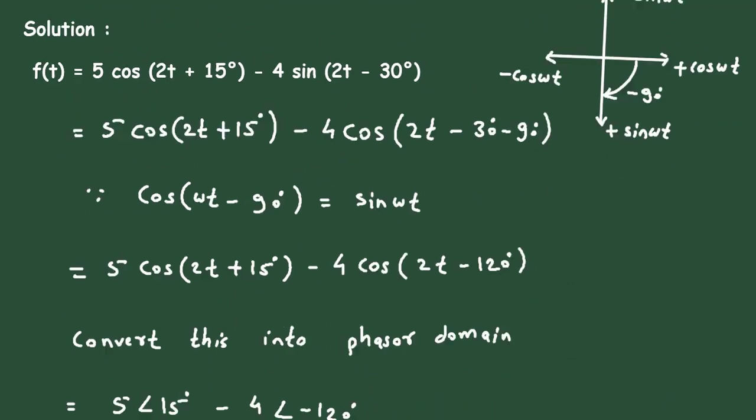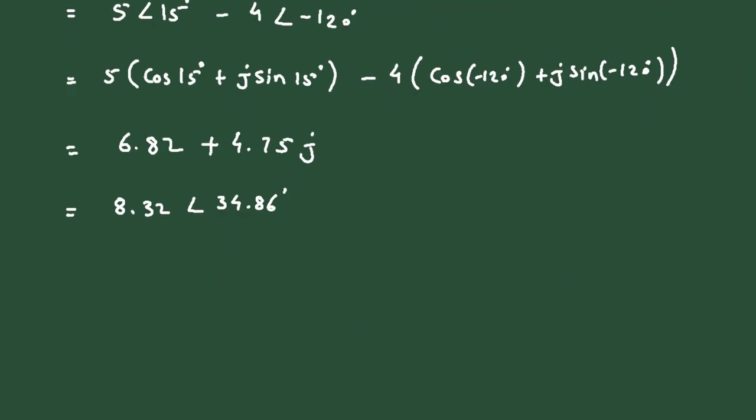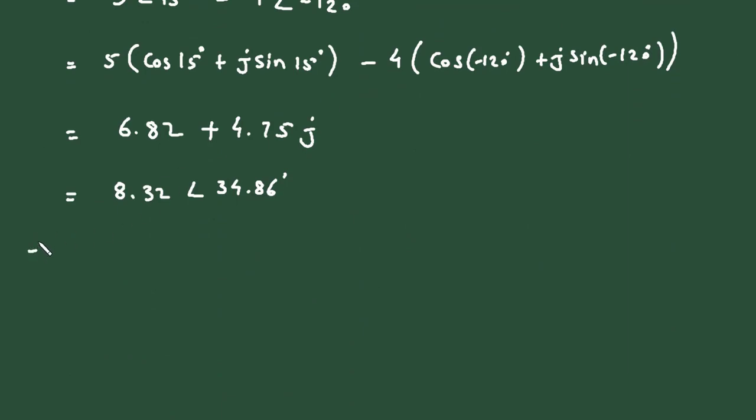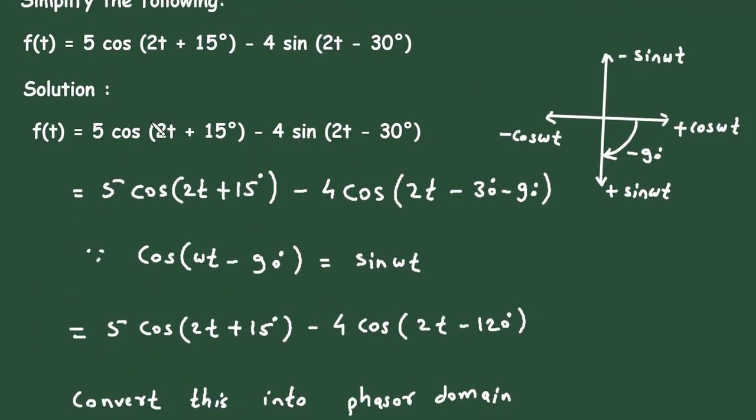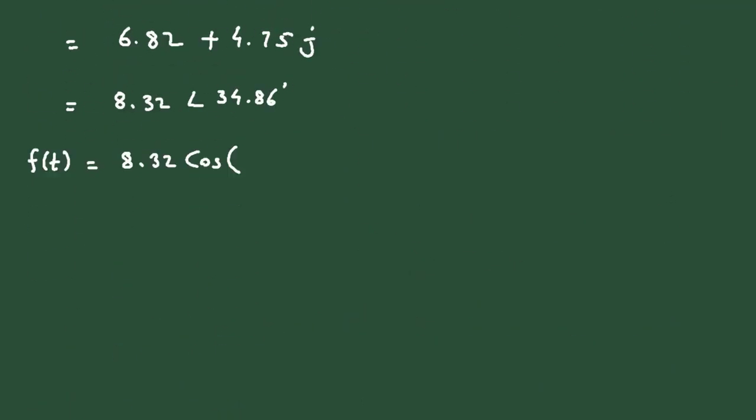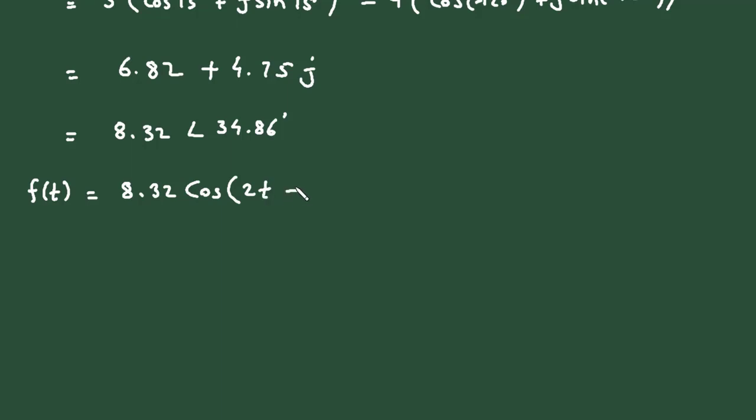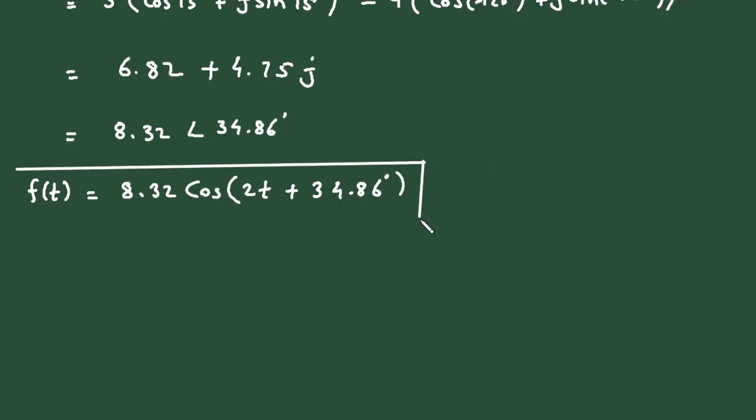Now since it is in sinusoid form, again we can convert this into sinusoidal form. So f of t is equal to 8.32 cos omega t. The value of omega, here we can see it is 2. Here also it is 2. So the value of omega is 2, so 2t plus 34.86 degree. So this is the final answer for this problem, and this is how we can add sinusoids.